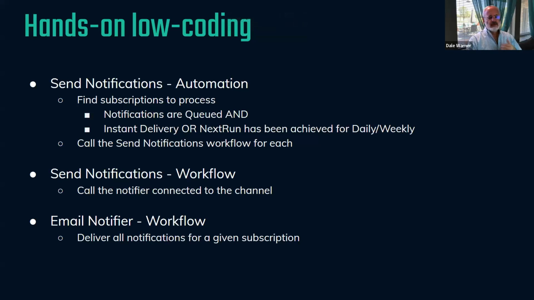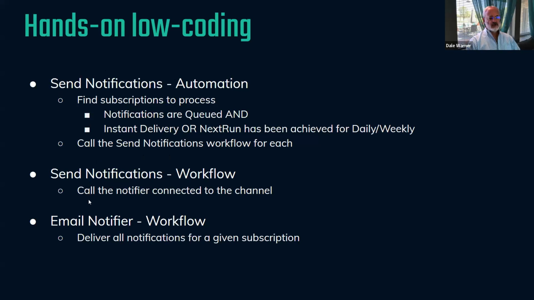We're going to do these 3 pieces. We need an automation that's going to look for subscriptions. And so it's going to be continually looking at subscriptions and seeing, is there something queued for that subscription? And is it either something that we're going to instantly deliver or that the next run date has been achieved? And if there are subscriptions like that, we're going to call the send notifications workflow for each one of those subscriptions. So that's the automation that's going to make all this happen instantly according to the subscription.